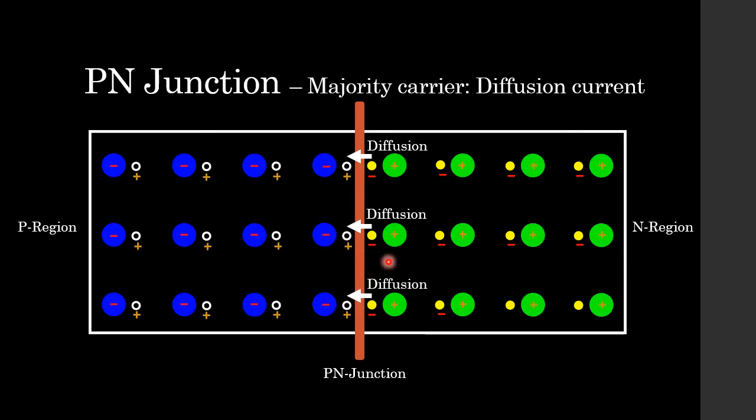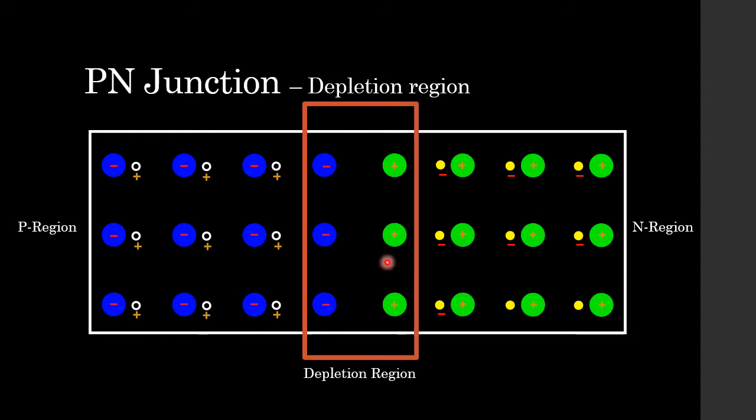diffusion. Now, when that takes place, it creates what is called the depletion region. And it is called the depletion region simply because it is depleted of any free charge carriers. All we have are our negative acceptor ions and our positive donor ions. And that, ladies and gentlemen, is our depletion region.